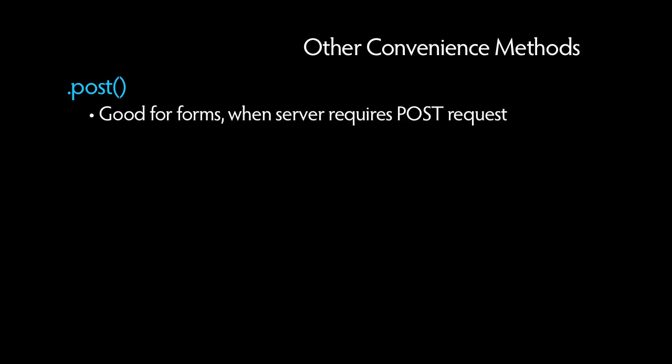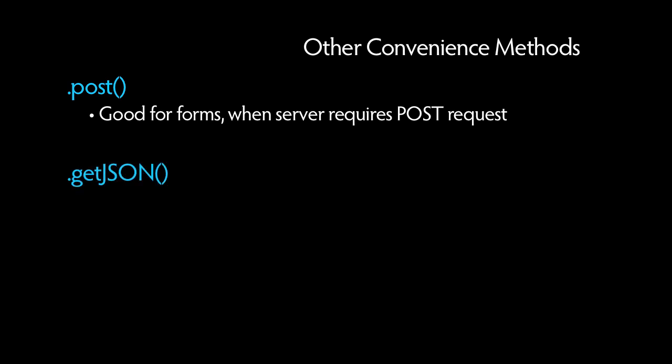jQuery also offers a range of convenience methods that abstract the AJAX method away in the same way as the get method. They all take the same arguments, but they're for different types of requests. The post method, as you'd expect, is for POST requests. This may be handy when you're submitting a form and the server will only respond to a POST request.